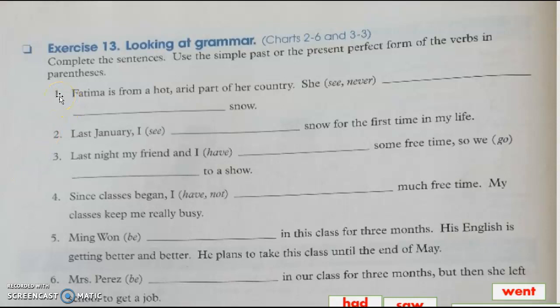Fatima is from a hot, arid part of her country. She (see) never snow. So do you think the action "see" here is an action that finished? That's it, she didn't see it in the past, but now she can see it? Or is it an action that still continues somehow until now?